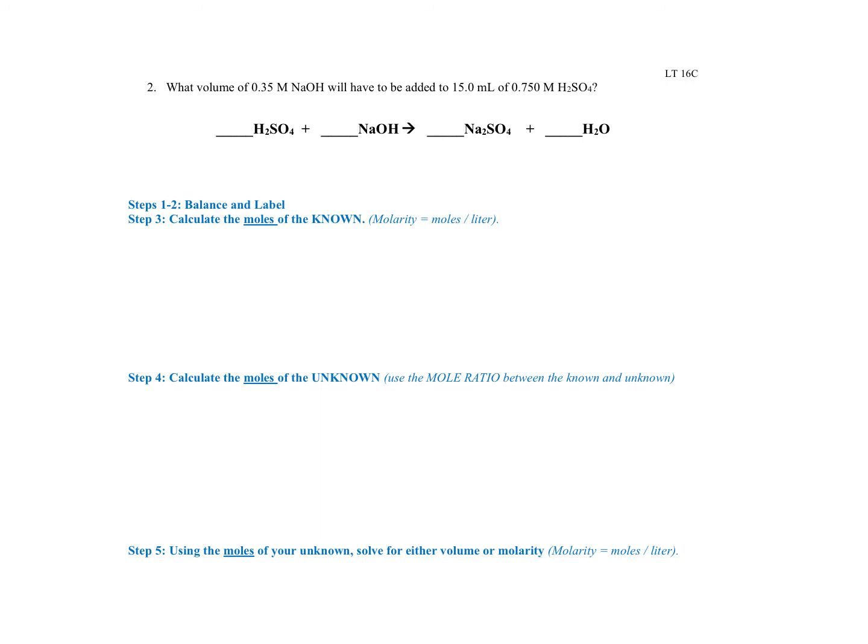So let's jump in. So it says, what volume of a 0.35 molar sodium hydroxide solution would have to be added to 15 milliliters of a 0.75 molar solution? So step one, I want to balance the equation. We're putting a 2 in front of sodium hydroxide and a 2 in front of water. And then it says label, meaning label the known and the unknown. So what volume of sodium hydroxide? So that is going to be my unknown. And then I'm going to write everything down for sulfuric acid. It took 15 mils of 0.75.